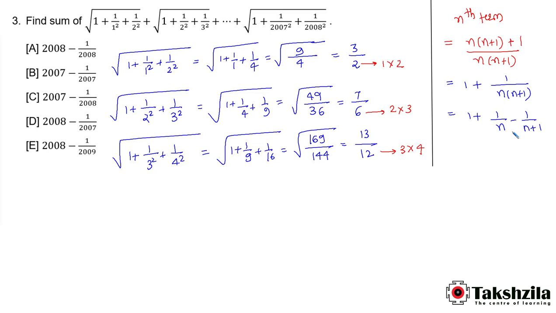So let's have a look at it. This is the addition of how many terms, everyone? This is the addition of a total of 2007 terms.